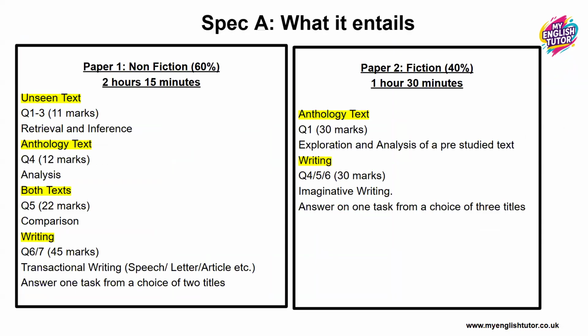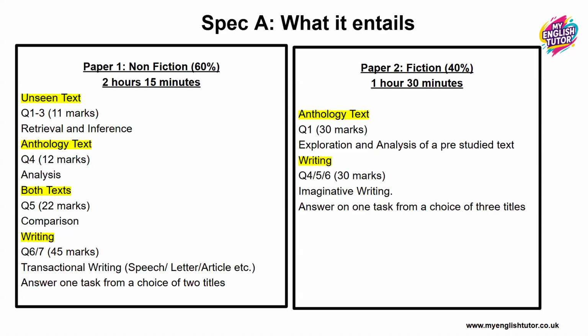Specification A is 2 papers. Paper 1 is non-fiction and is 2 hours 15 minutes. Candidates start with an unseen text in which they answer some straightforward retrieval and inference questions. For question 4, candidates then move on to an anthology text. This is a text that they will have pre-studied and prepared for.